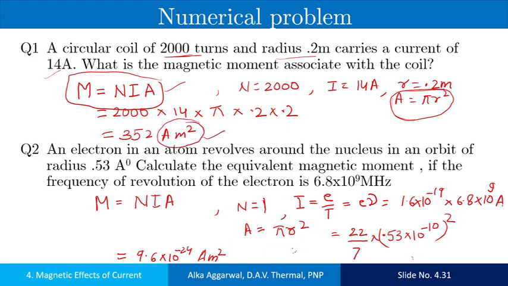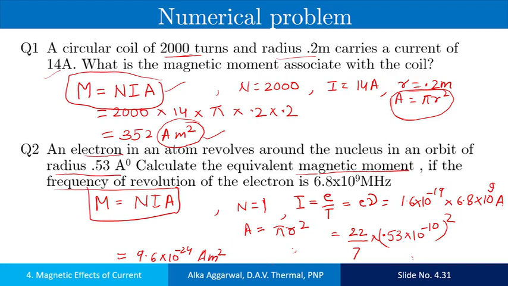Now let us do one more numerical. An electron in an atom revolves around the nucleus in an orbit of radius 0.53 angstrom. Calculate the equivalent magnetic moment, meaning we have to find the magnetic dipole moment. What is given? The frequency of revolution of the electron is 6.8 into 10 to the power 9 megahertz. Again use the same formula.